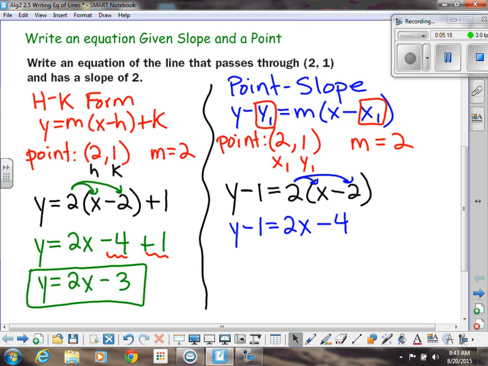want to get y all by itself, so I want to add that 1 so it cancels, and that's going to add over there with the like term over there. So when those cancel, I'm just going to have y over here, and on the right hand side I'm going to have 2x, and then if I combine these together, negative 4 plus 1 is negative 3. And we get the same answer as we did with h and k.